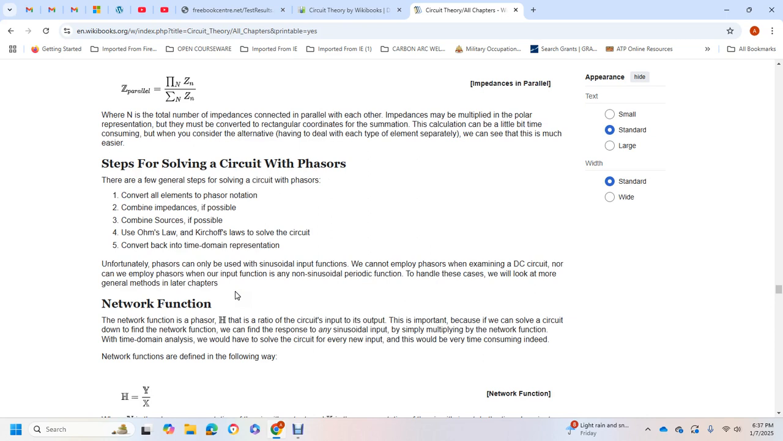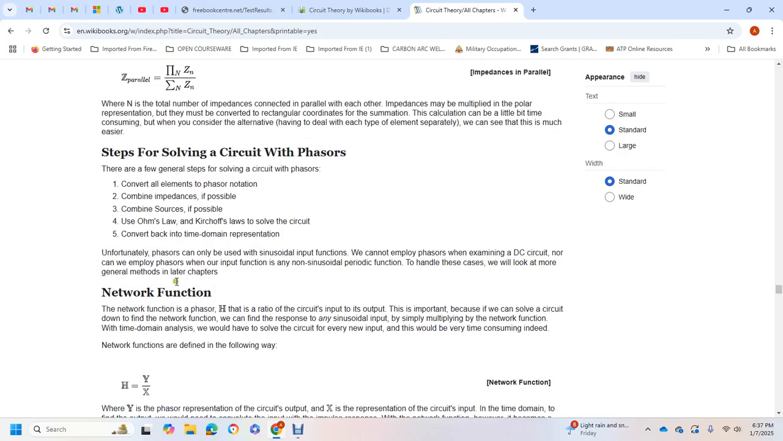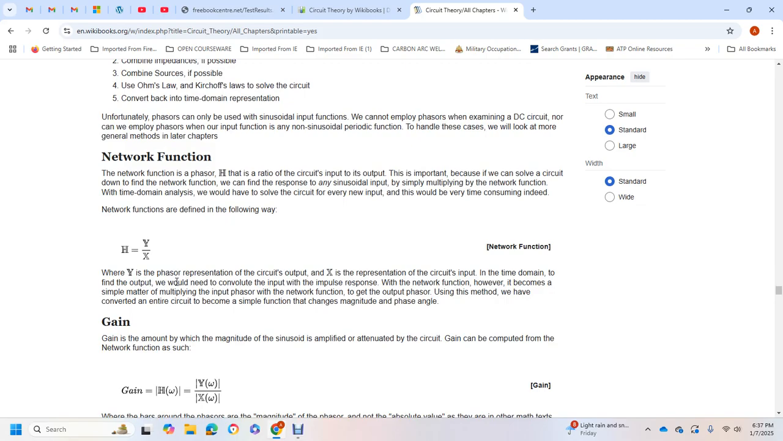Unfortunately, phasors can only be used with sinusoidal input functions. As with DC circuit analysis, we employ phasors when the input function is a sinusoidal periodic function. We'll look at more general methods in later chapters.